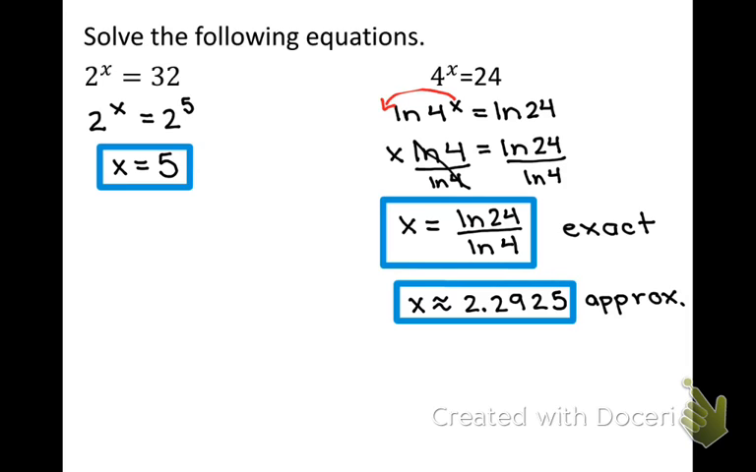So right here in this slide, you have an example of each type of equation. You have the first one where we can make the bases the same. So we just set their exponents equal to each other. The second one where we cannot make their bases the same. So we take the natural log of both sides and bring down that exponent.